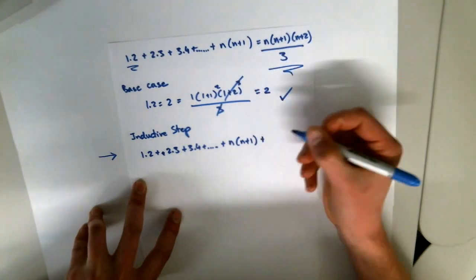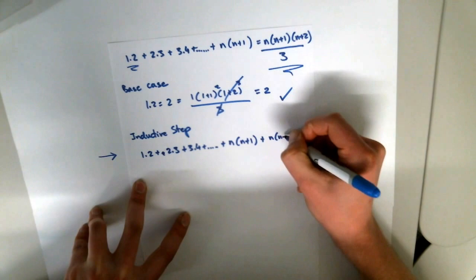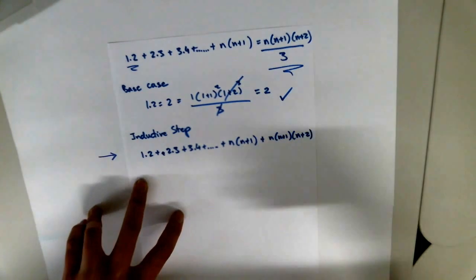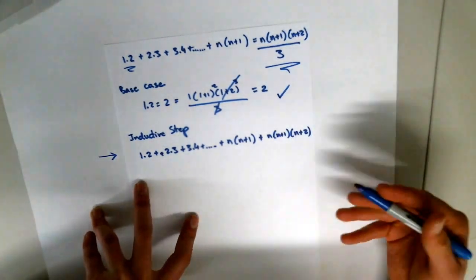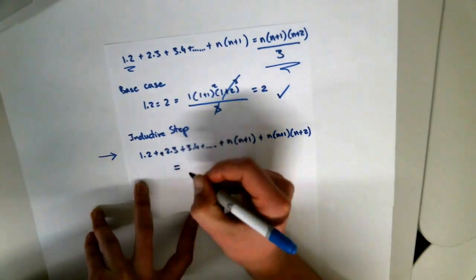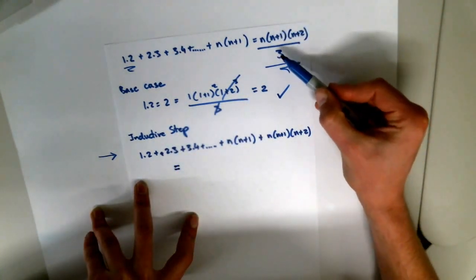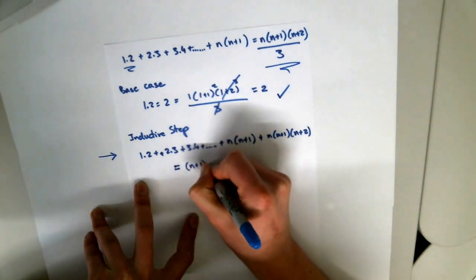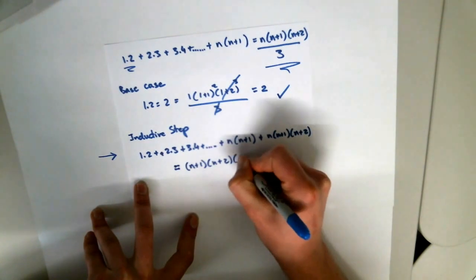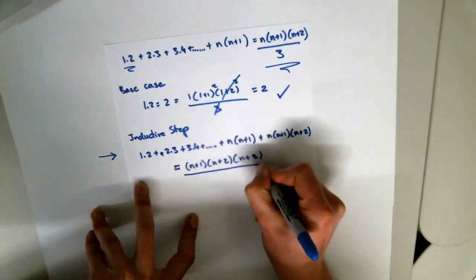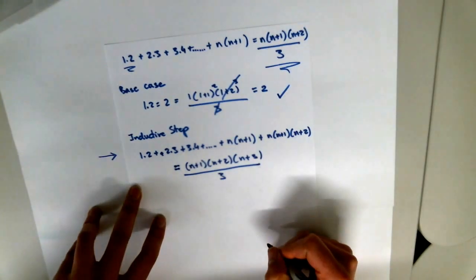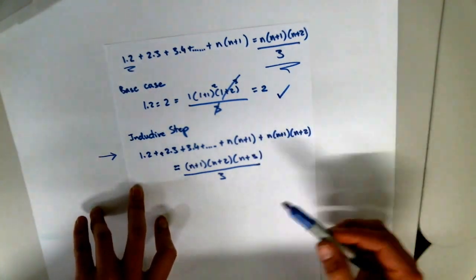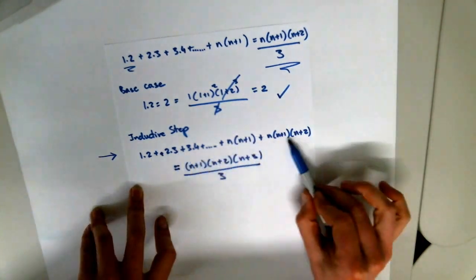And then we're going to add on our newest term, which is n times (n plus 1) times (n plus 2), like that. So for this inductive proof to be true, we have to show that this is equal to that if we replace all the n's in here with n plus 1. Writing that explicitly, that would be (n plus 1)(n plus 2)(n plus 3), all over 3. But again, we can't just say, well, substituting n plus 1 gives us that, therefore it's true. We have to show how to get to here from this line here.